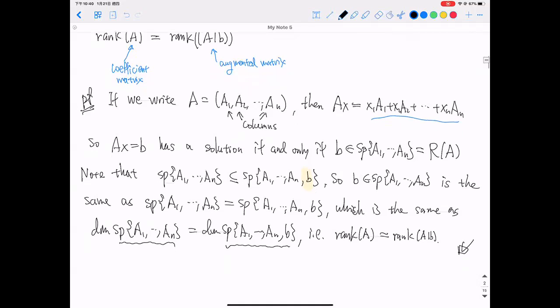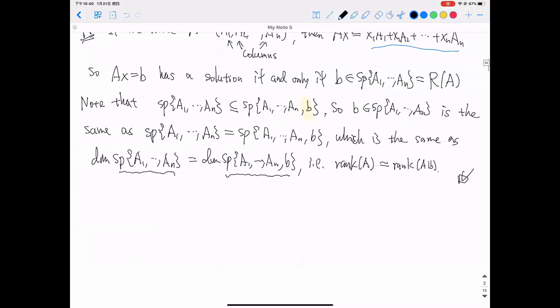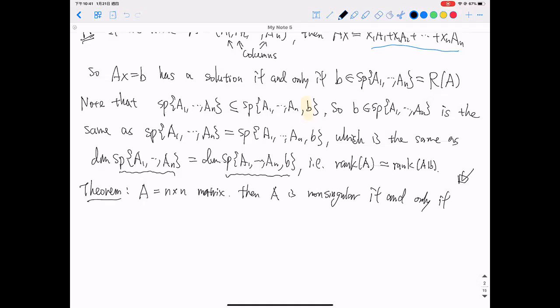Okay, that's simple. Now another theorem is also about solutions to linear systems, but of a special kind. If you have A being a square matrix, say an n by n matrix, then A is non-singular if and only if the rank of A is n. Okay.